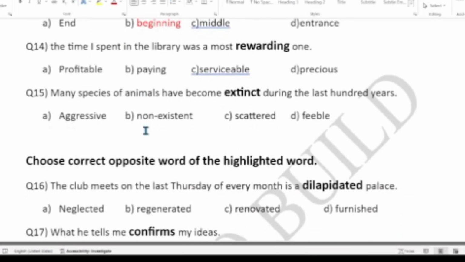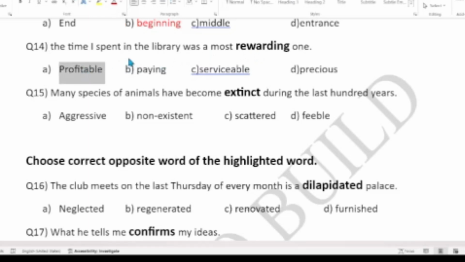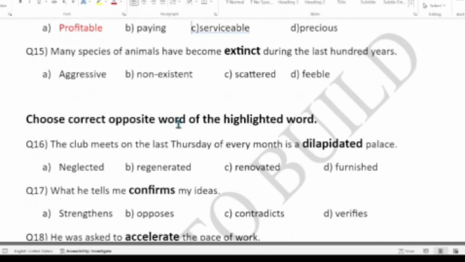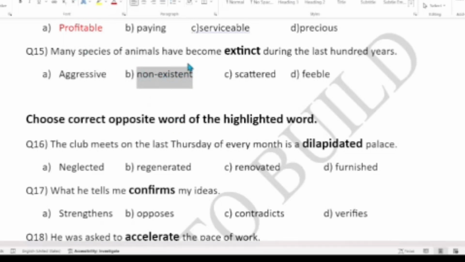Question number 14. The time I spent in the library was the most rewarding one. Rewarding has the same meaning as profitable, paying, serviceable, precious. So rewarding is just like profitable. So this is the correct answer. Many species of animals have become extinct. Extinct means not existent. So option B is the correct answer of this question.